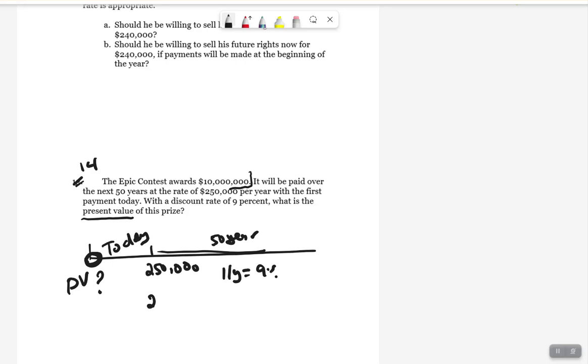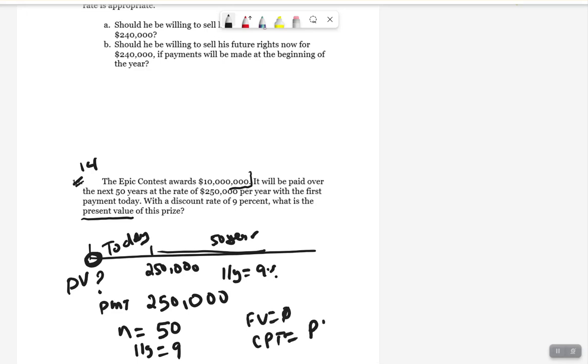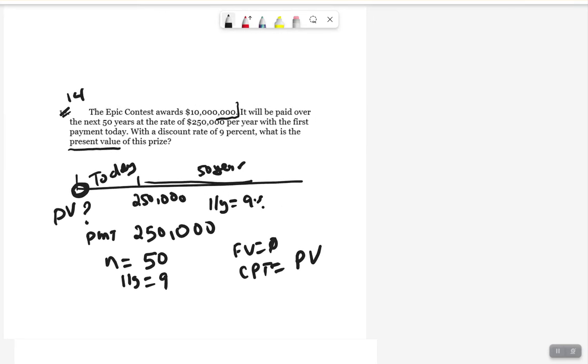So your payment is going to be 250,000. Your N is going to be 50. Your I/Y should be equal to 9. Your future value is equal to 0. And we need to compute the present value. When you compute the present value, you're going to get 2,987,059.